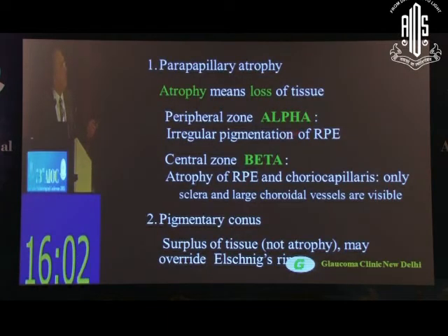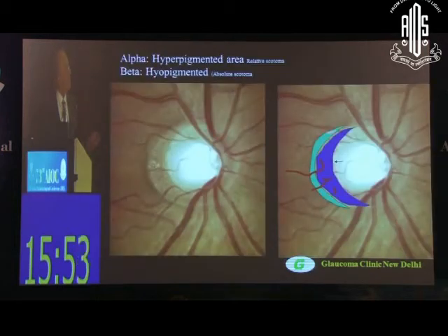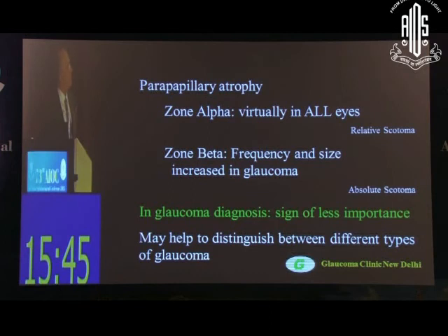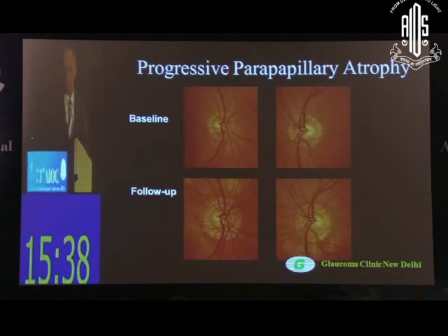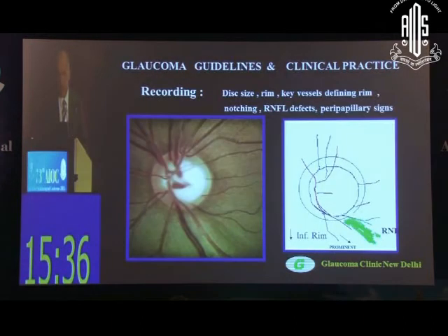Now, this is a little controversial, but it's important to know that changes in the vicinity of the disc would include peripapillary atrophy. There's an alpha zone corresponding to the irregular pigmentation of the retinal pigment epithelium, and then you have the beta zone, which is the hypopigmented area producing an absolute scotoma. Basically, based on an observation that patients with advanced glaucomas tend to have large peripapillary areas. So remember, very often you can see the optic disc and draw your diagram.